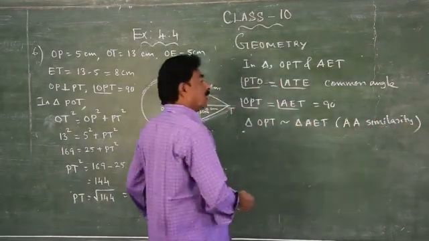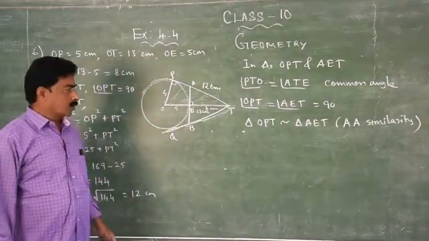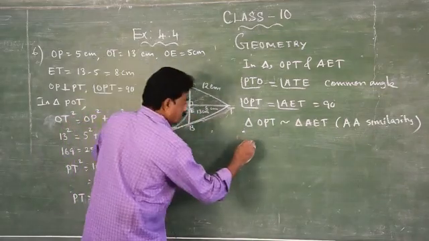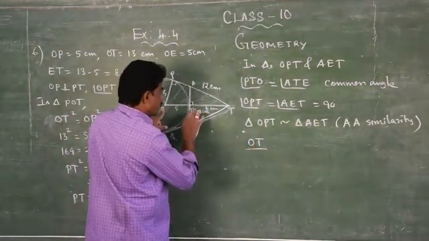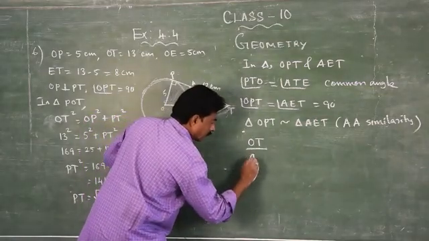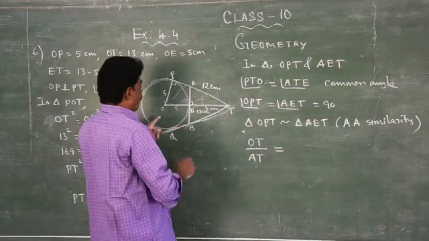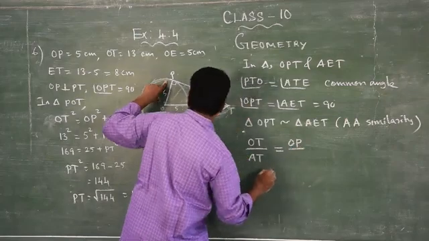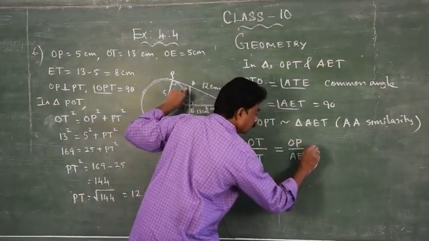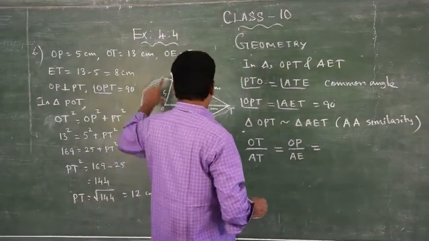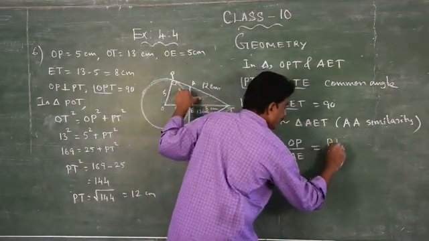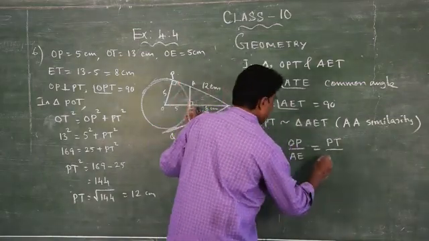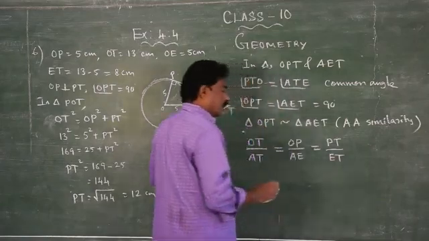When two triangles are similar, corresponding sides are proportional. What are the corresponding sides? First we will take the hypotenuse. Hypotenuse of the bigger triangle is OT. So OT by, what is the hypotenuse of this triangle? AT, is equal to, when you take the perpendicular OP, here the perpendicular is AE, is equal to PT by ET. So these are the corresponding sides.